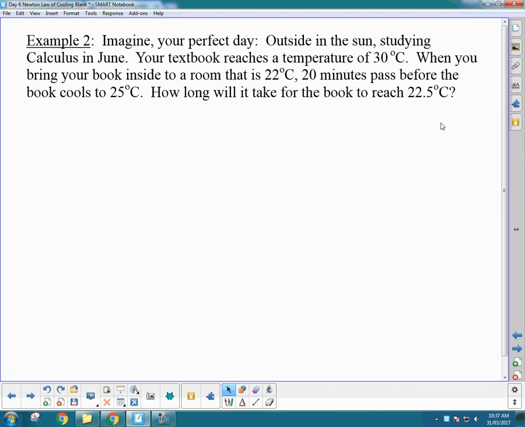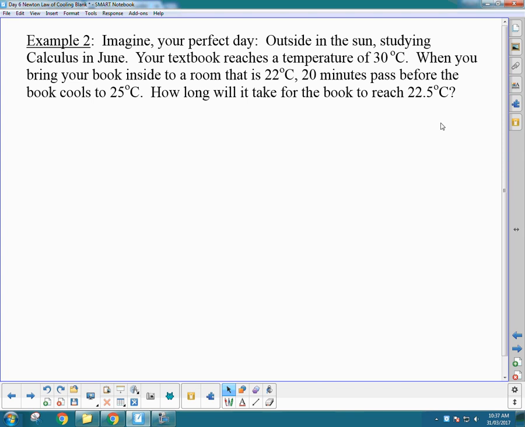So your textbook reaches a temperature of 30 degrees outside in that sun. But when you bring your book inside to a room that is 22 degrees, it cools down. So 20 minutes pass before the book cools to 25 degrees Celsius. How long will it take the book to reach 22.5?